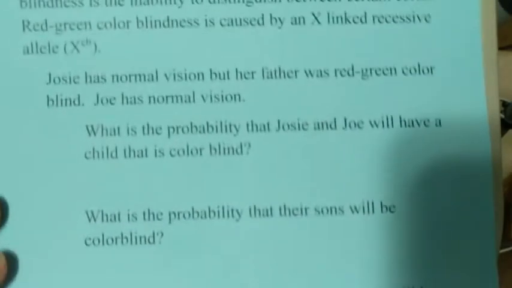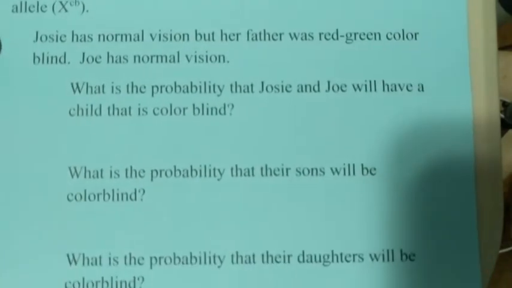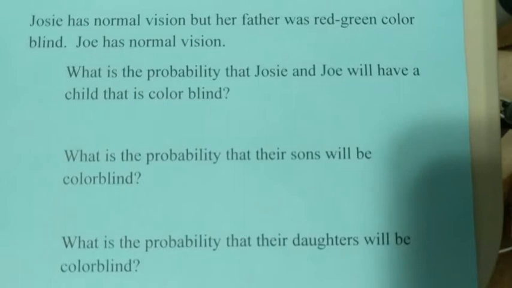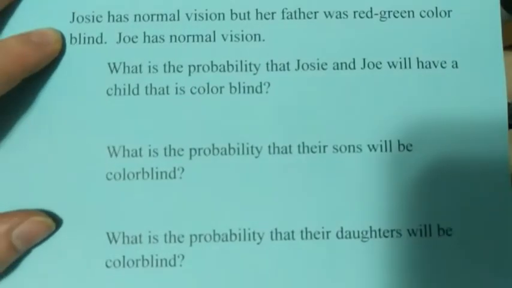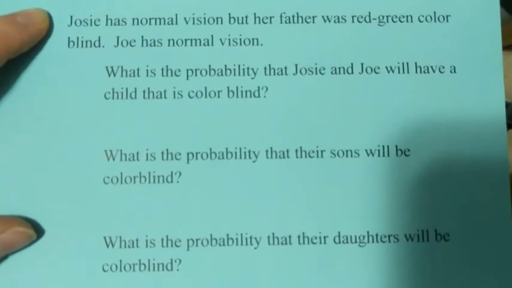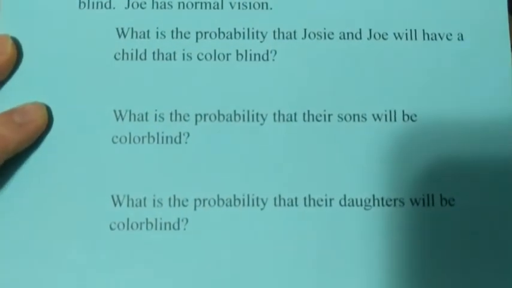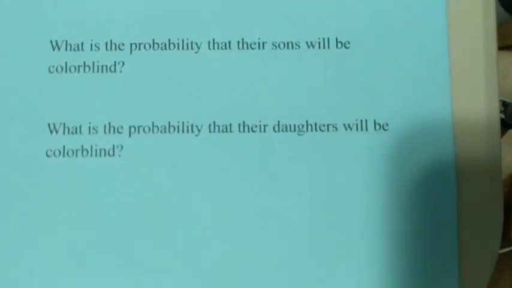Okay. So color blindness is our sex-linked trait. And Josie has normal vision, but her father is red-green colorblind. And Joe has normal vision. What is the probability that Josie and Joe will have a child that is colorblind? Okay. And what is the probability that their sons will be colorblind? What is the probability that their daughters will be colorblind?